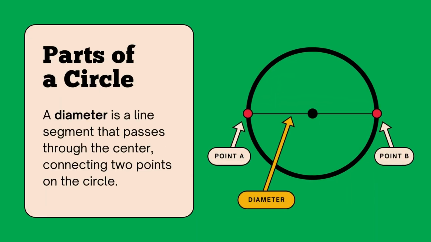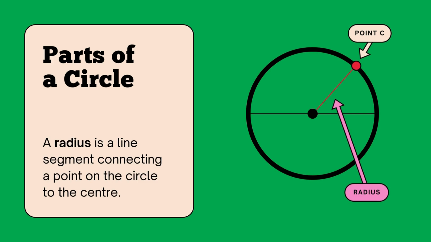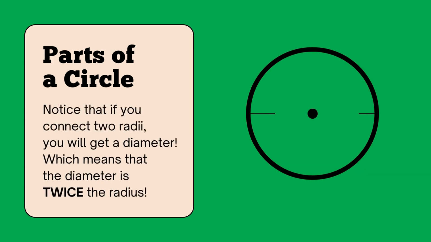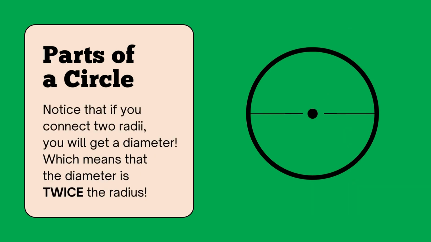First, diameter. Diameter is a line segment that passes through the center and connects the 2 points of a circle. Second, radius. Radius is a line that connects a point of a circle. Fun fact to notice is that if you join 2 radii, you will get 1 diameter. This means that diameter is twice of radius, or radius is half of diameter.